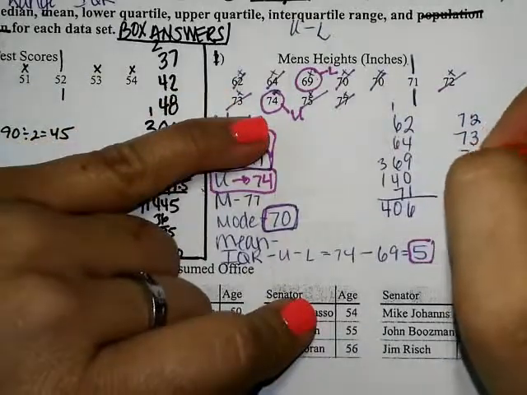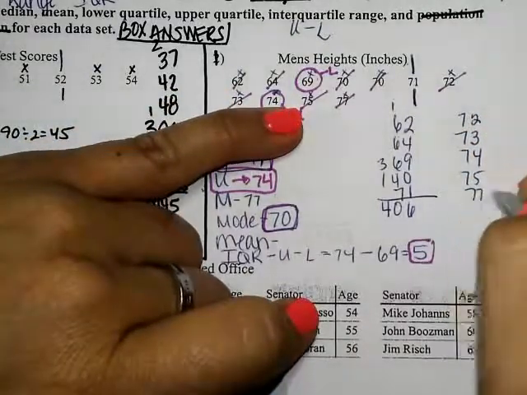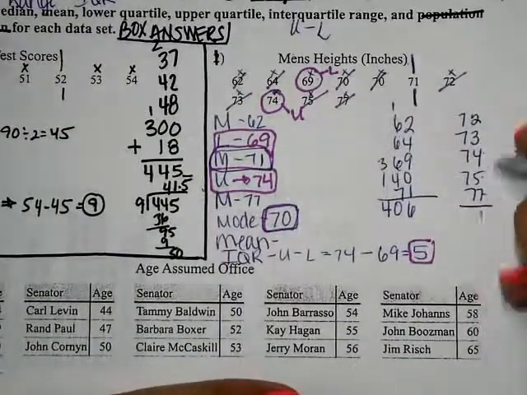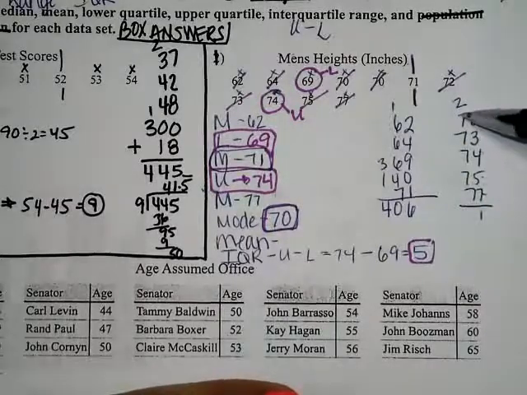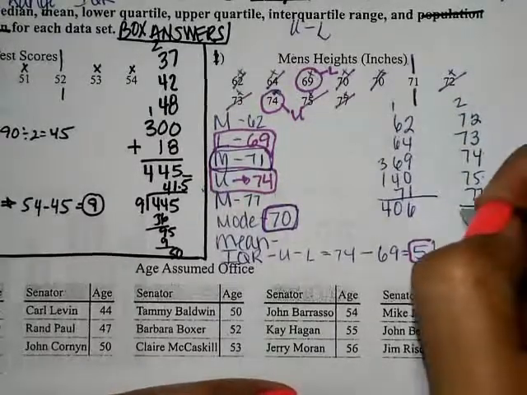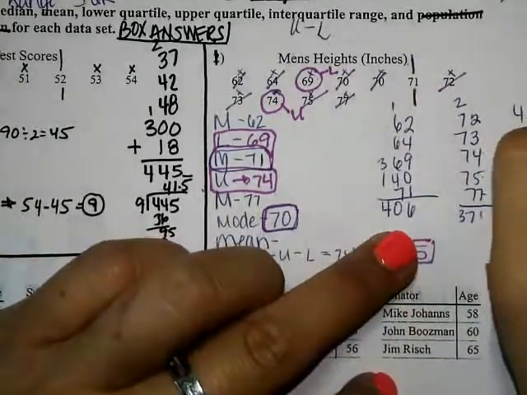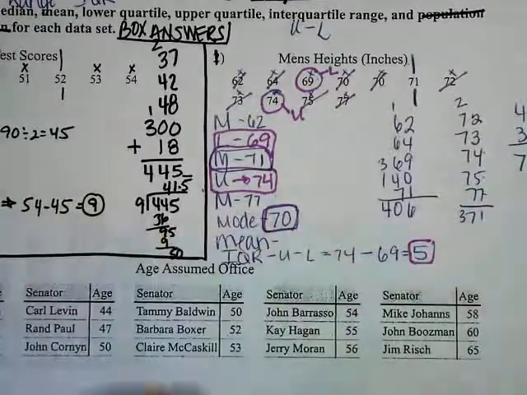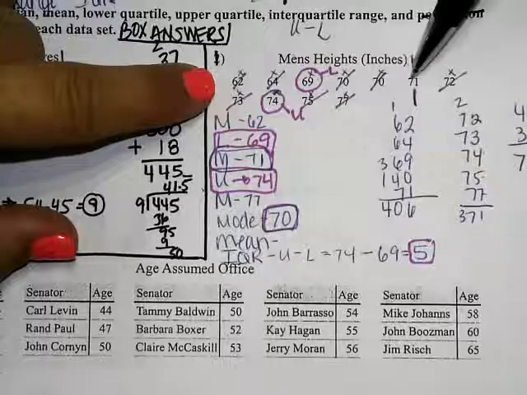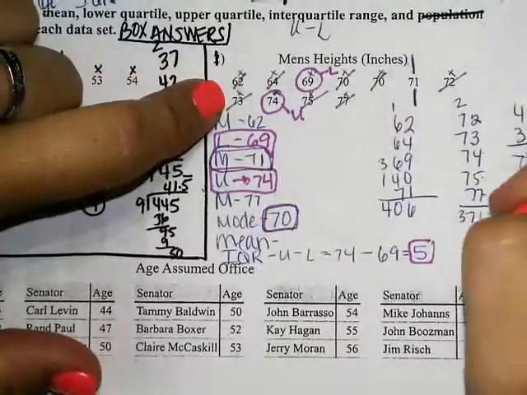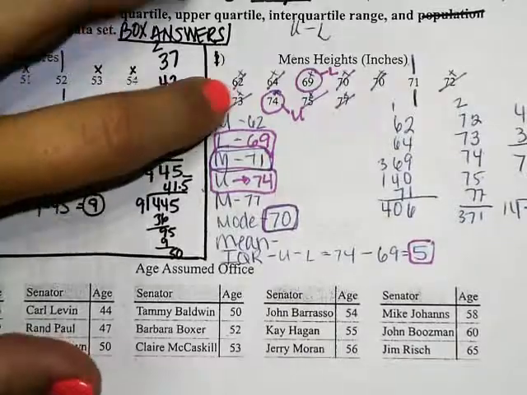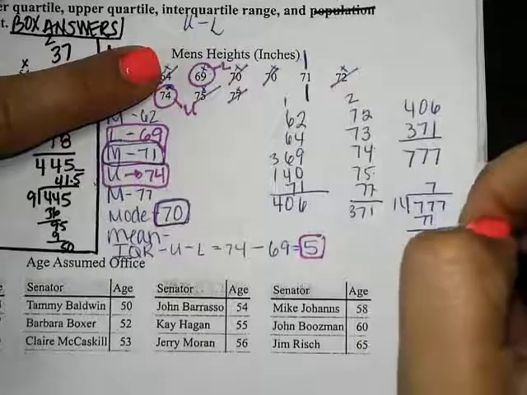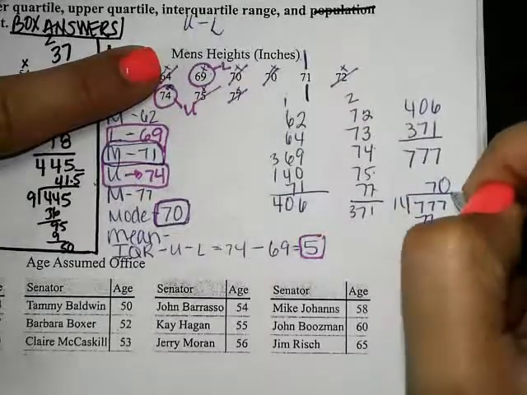Let's do these sets. 72, 73, 74, 75, 77. So I have 5, 10, 14, plus 7 is 21. 5 times 7 is 35, 36, 37. So I have 406 and 371. Okay, and how many numbers do I have? 1, 2, 3, 4, 5, 6, 7, 10, 11. So you divide 11 into 777. It goes in there 7 times. 0. Decimal.